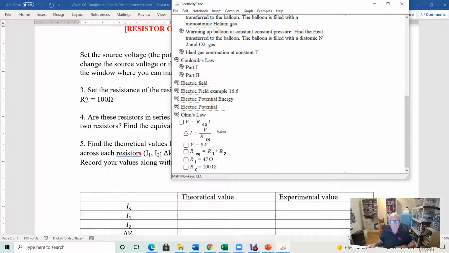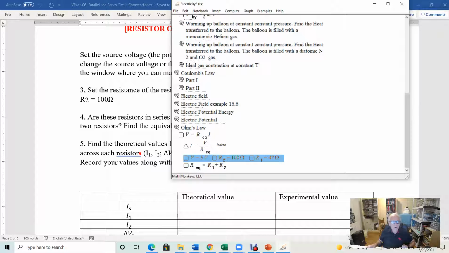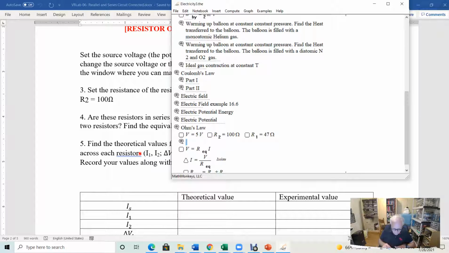Okay? I'm going to put those all there at the top because of Ohm's law. Here we go. I'm going to put circuit in resistors in series.